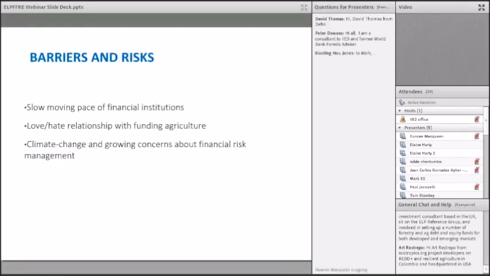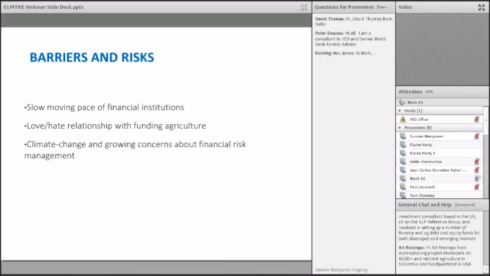Key barriers and risks. Financial institutions move at a very slow pace. That's often difficult to manage as a small institution or small business with limited runway, essentially. Those financial institutions often have a love-hate relationship with funding agriculture and probably forestry as well anyway. Often their stakeholders are putting pressure on them to fund agriculture, but because of the difficulties inherent in that sector, they often don't want to do it.